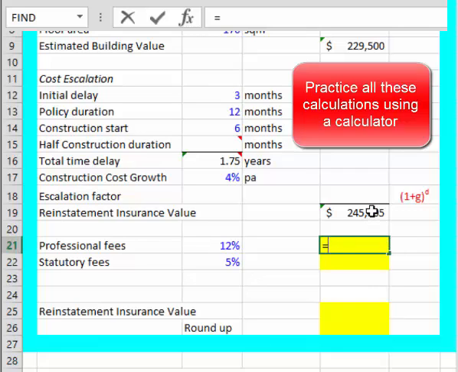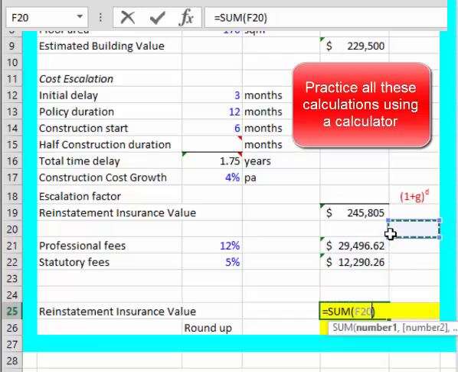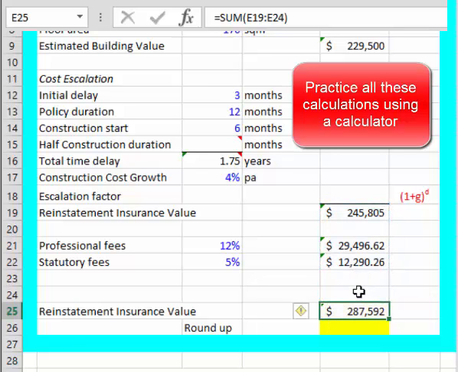So here what we're going to do is take the reinstatement insurance value, which is really the total building cost. We're going to multiply that by the 12% for our estimate of professional fees. We're going to do a similar thing for the statutory fees. Same calculation, simply multiplying it together. What we're going to do now is add these fees, these extra costs, to the construction costs. We can use the sigma function as long as we adjust the scope of it sufficiently, or we can use simple addition.